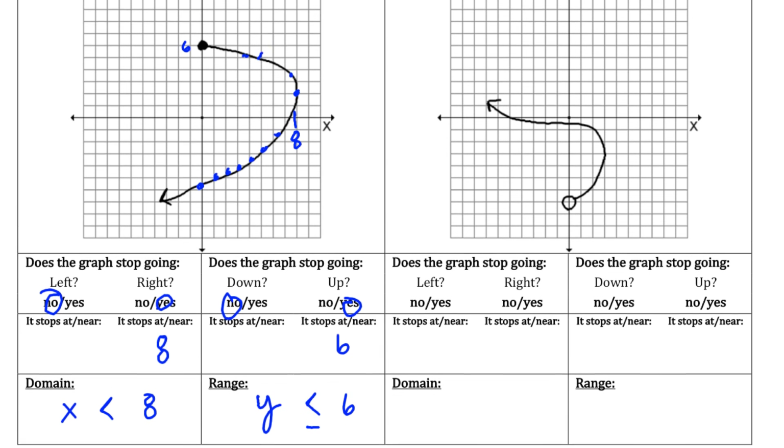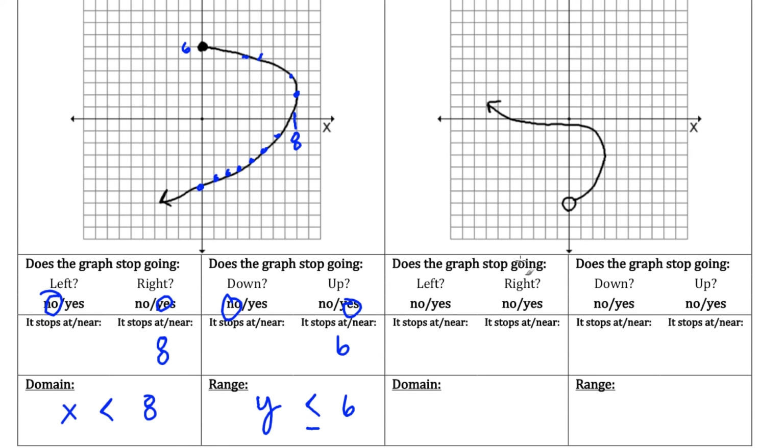And so let's look at this one. Example 6. Does the graph stop going left? No. Does it stop going to the right? Yes. The furthest right it goes is right here at 3. So the only limitation we have on the x values is 3. The x of all these points is to the left of 3, so they're all less. Can it ever be 3? Yeah, there's a point right there. Equal.